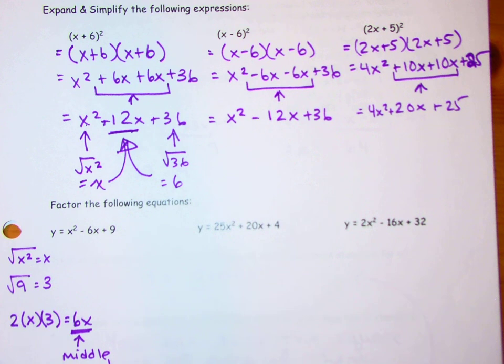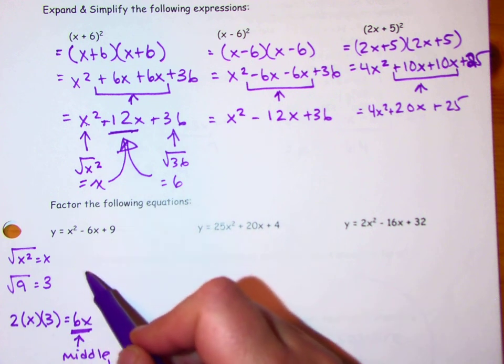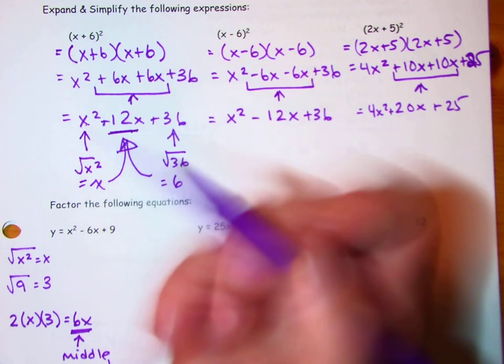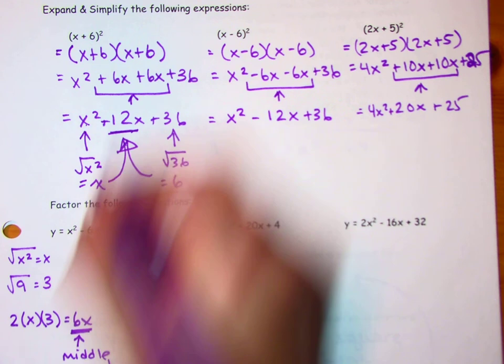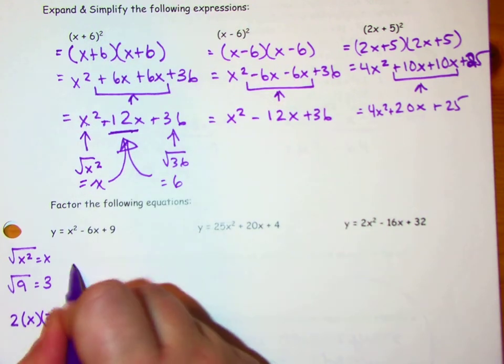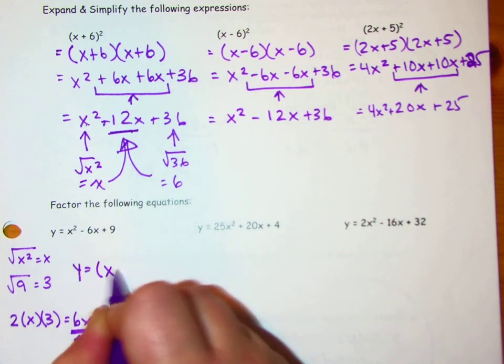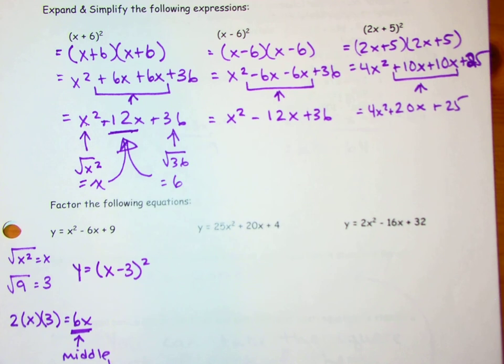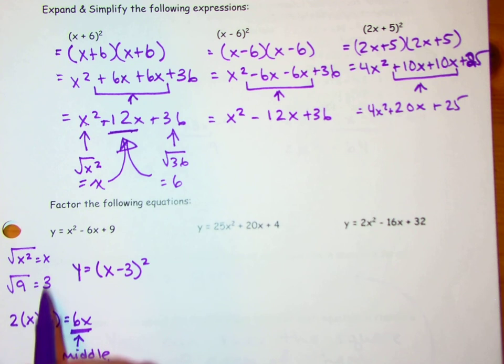So when we have a perfect square trinomial, we can quickly write it as x minus 3 squared. Okay? So this would be the first term, this would be the second term in the brackets, and then it's minus because the minus is here.